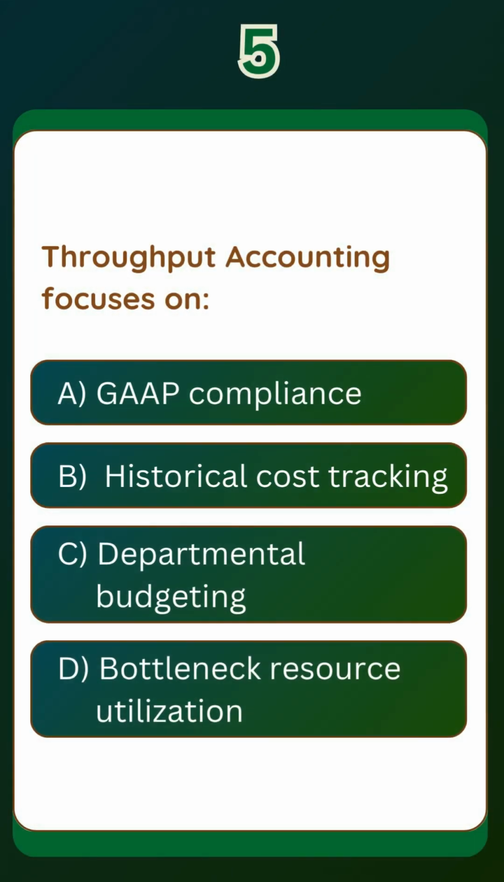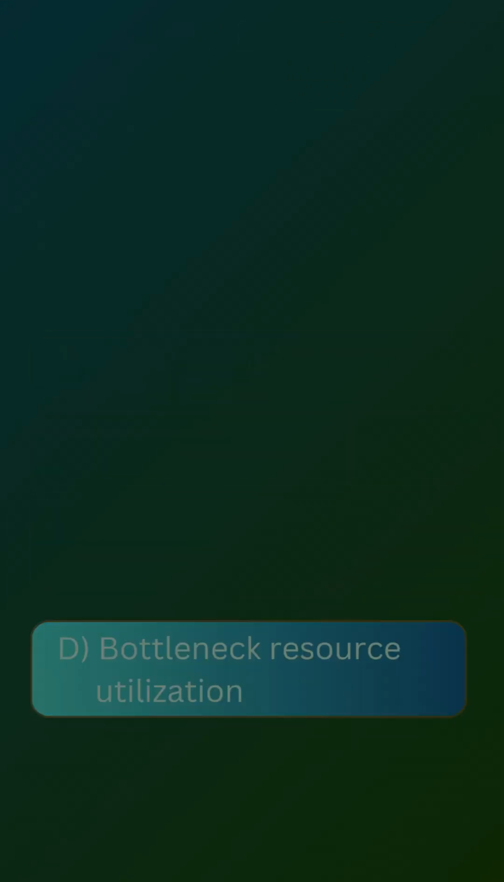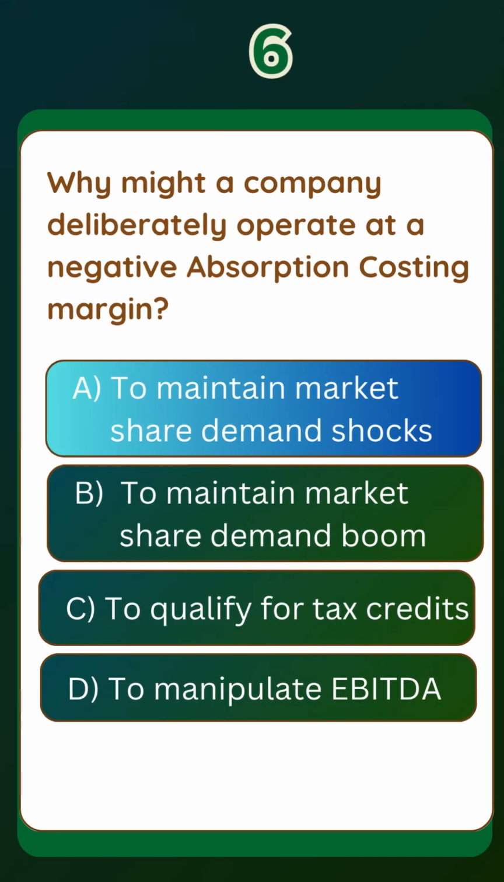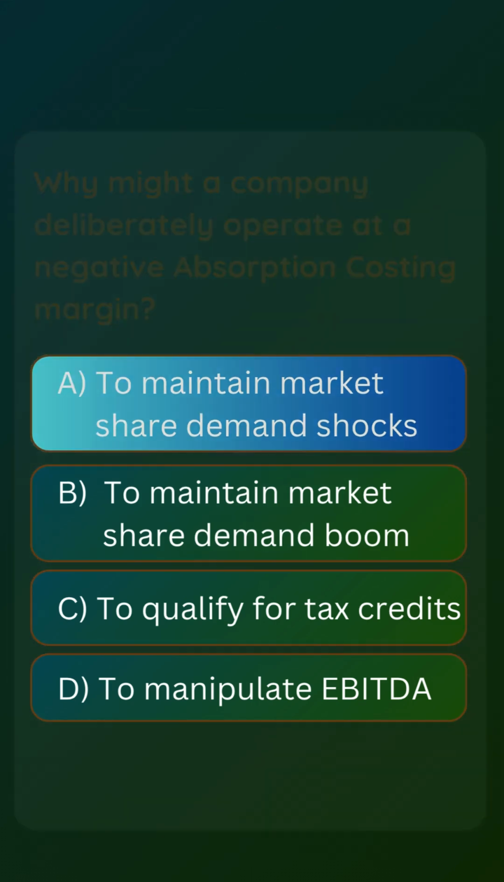Question 5. Throughput accounting focuses on. The correct answer is option D. Question 6. Why might a company deliberately operate at a negative absorption costing margin? The correct answer is option A.